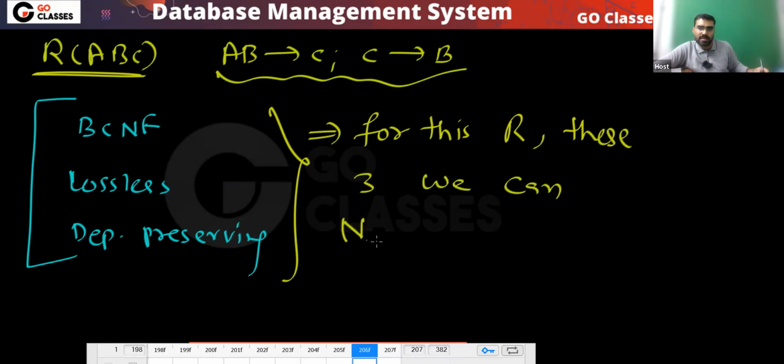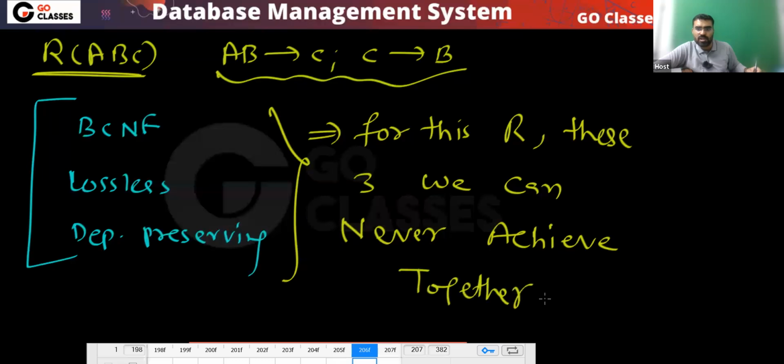Agree or not? Tell me. We can never achieve these three together. Whatever algorithm you use, whatever you do, we can never achieve them together for this R. Is this clear to everyone? You want this, this, and this, but we can never achieve them together for R.